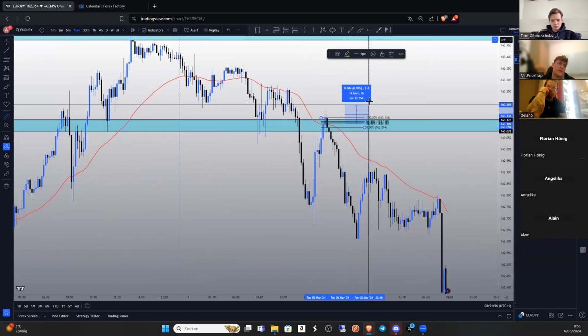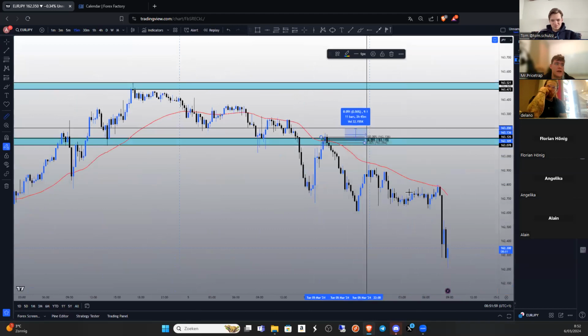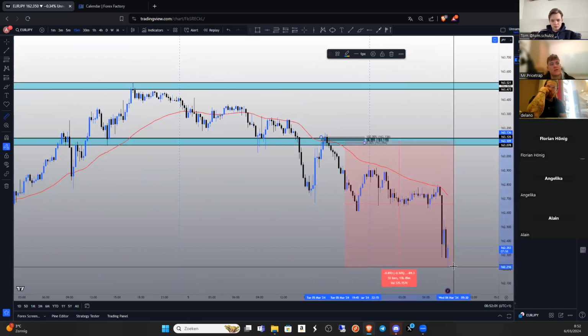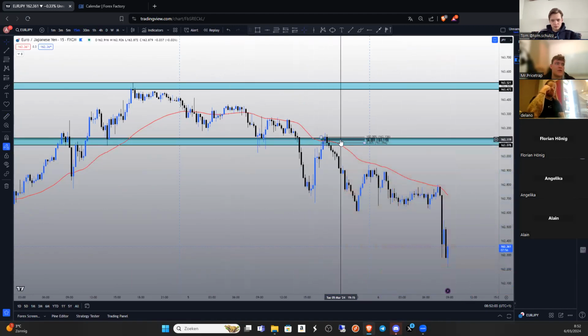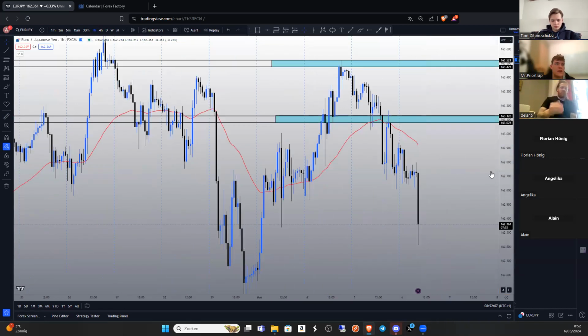It was a very small stop loss. You could go for a 10 pip or 8 pip stop with a potential of almost 90 pips at this moment. All right, so that was for Euro JPY.